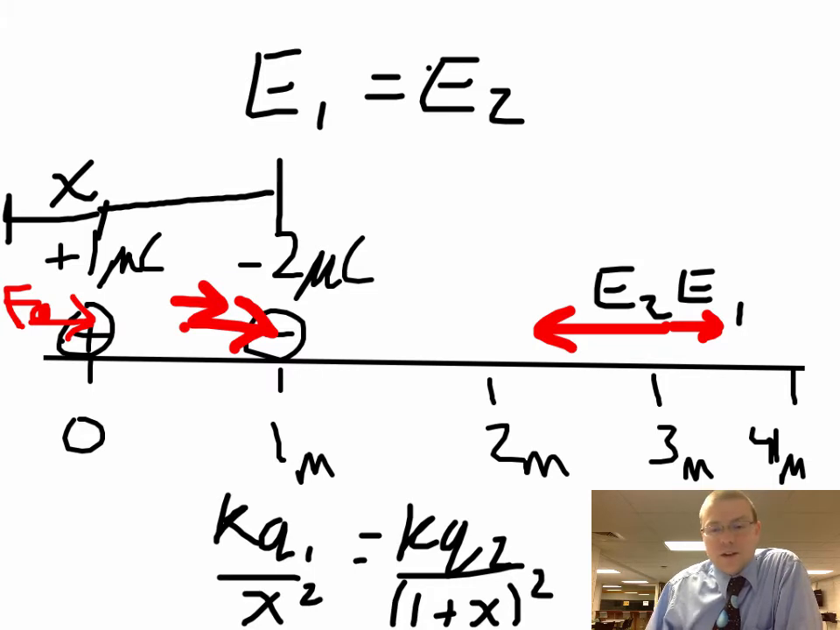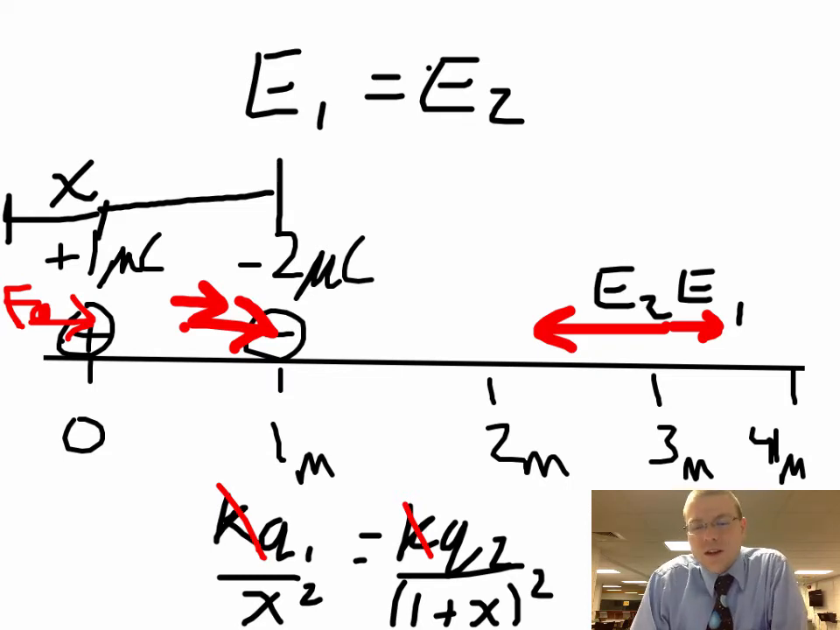You can see in my two equations there, I have a k constant, and that's really the only thing that can cancel out. So the electric field from charge 1 is q1 over x squared, and the electric field from charge 2 is q2 over 1 plus x, and we square that whole quantity. Go ahead and solve this.